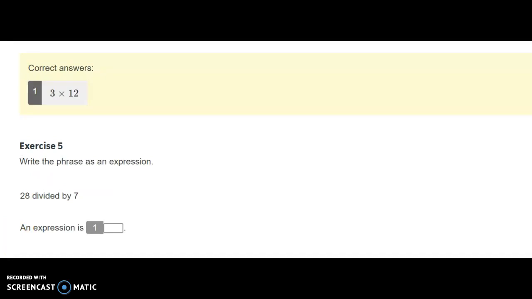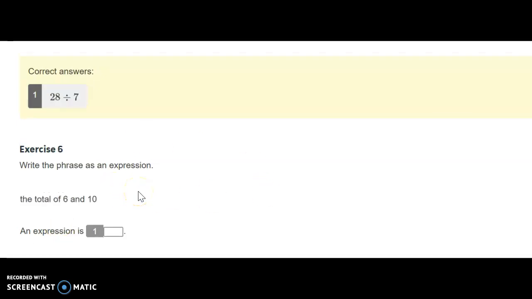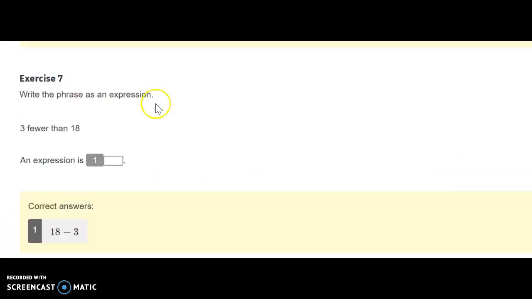Write this phrase as an expression. 28 divided by 7. Write the phrase as an expression. The total of 6 and 10, we would write it as 6 plus 10. 3 fewer than 18 would be 18 minus 3.